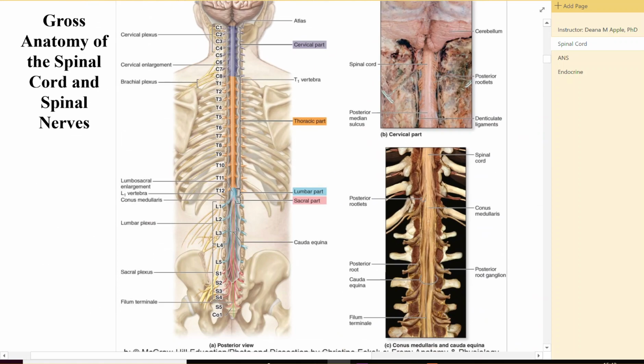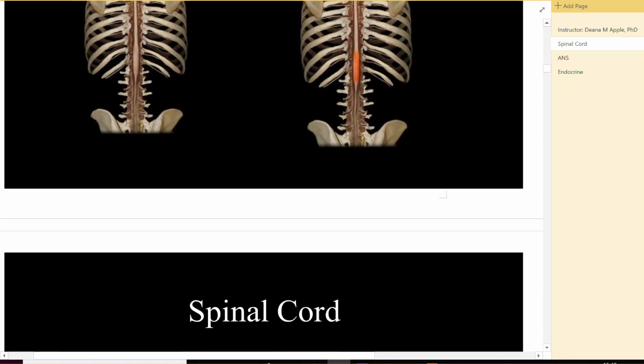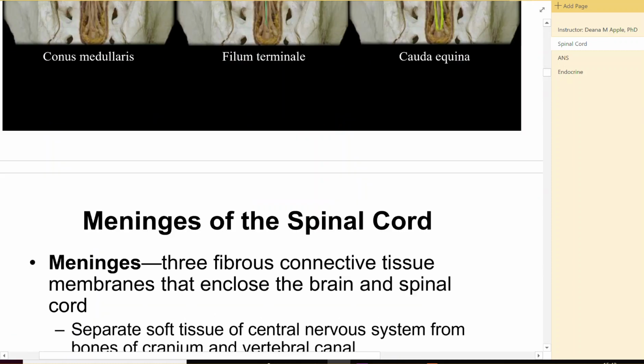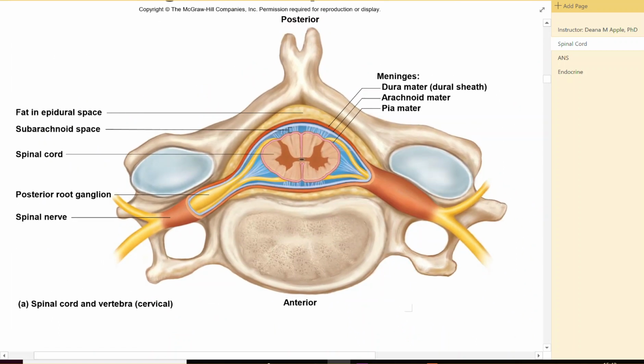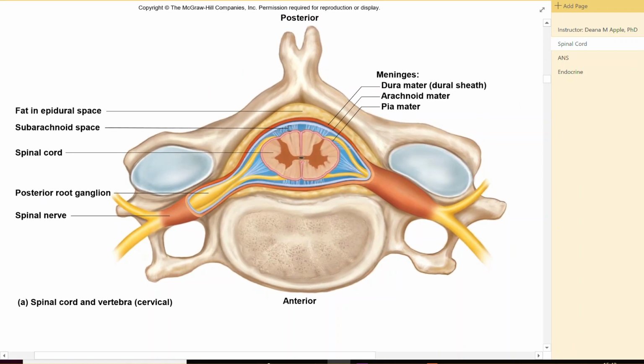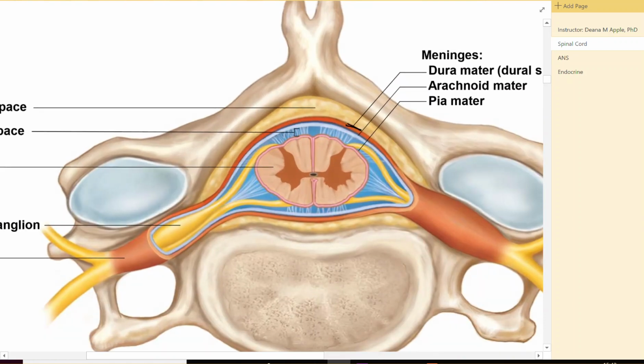Okay. Reviewing. All these are available for you to review, or I'll post this so that you can review if you want to. There are the meninges. Here are your meninges. Here's your dura, your arachnoid. Here's your subarachnoid space. And here's your pia. You can see that this is a subarachnoid space because it has the spider webby stuff in it.